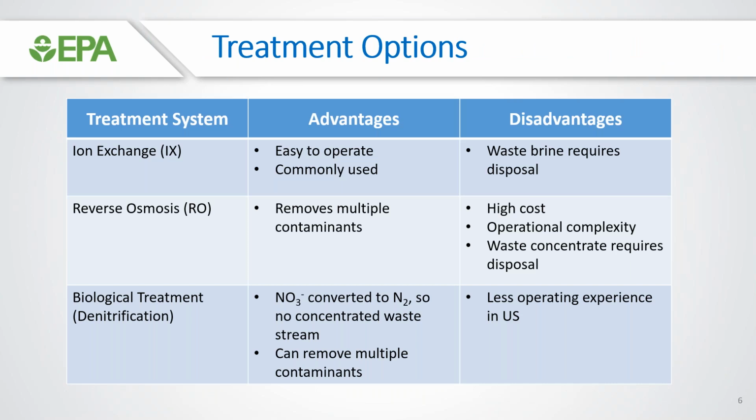So if a system has nitrate in their groundwater and they decide to proceed with treatment, what are the treatment options that are available? I'd say most common is probably ion exchange. Some advantages of ion exchange are that it's easy to operate and it's commonly used. But a disadvantage is that it generates a waste brine that must be disposed of. Particularly for inland communities, dealing with this highly concentrated nitrate and high TDS brine can be a concern and can be expensive.